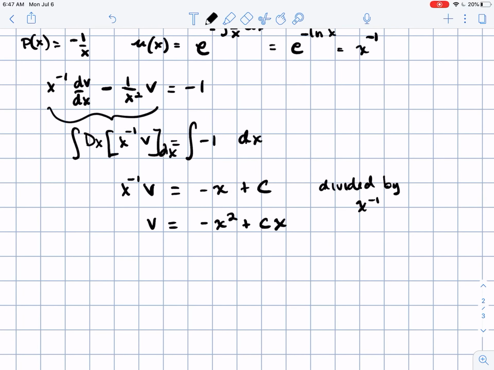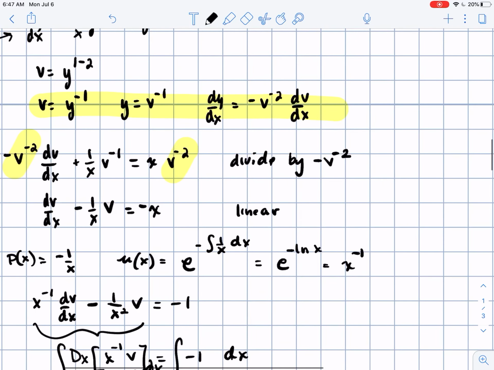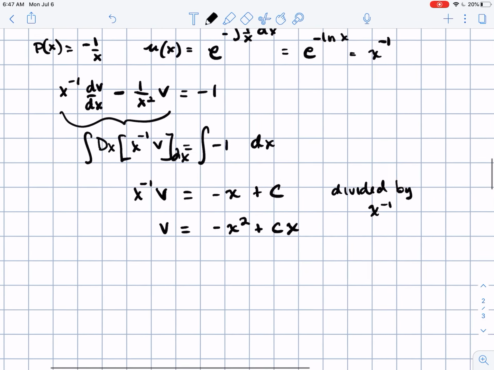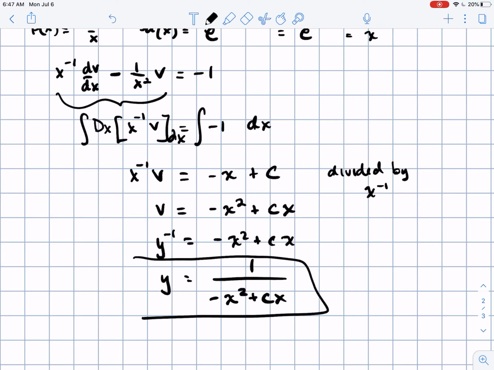Now remember v, what did we make v in the beginning? Let's go back up top: v was equal to y to the negative 1. To get y, we can just take the reciprocal, and you're left with this as a general solution to that differential equation.